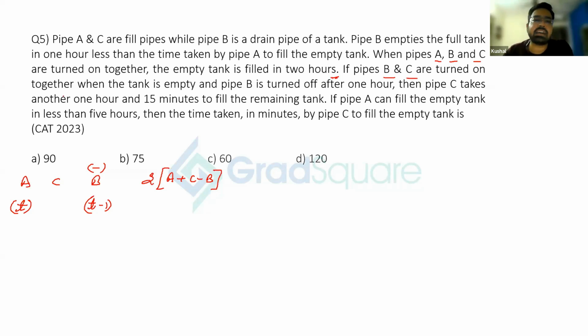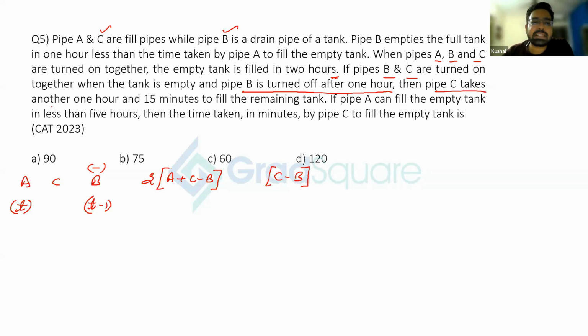If pipes B and C are turned on together when the tank is empty, and pipe B is turned off after 1 hour, that means for the first hour, pipes B and C both were working. B is the drain pipe, and C is the fill pipe. So how much is the amount of work done by both of them put together in 1 hour? C minus B. This is the work done by both of them put together in 1 hour.